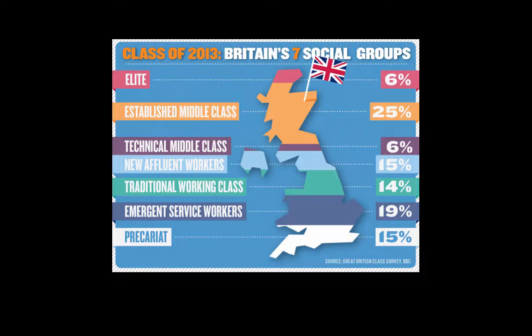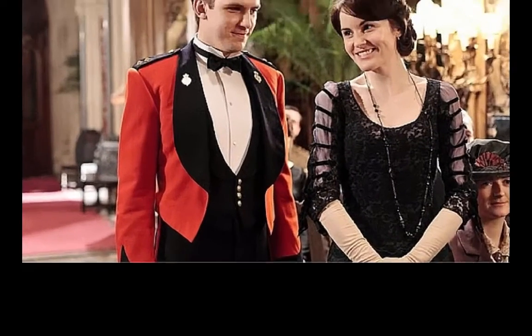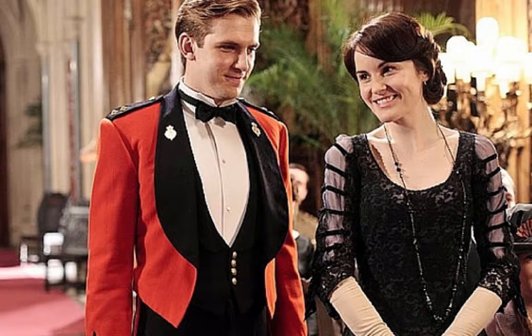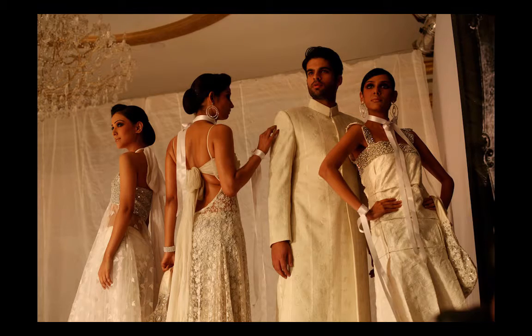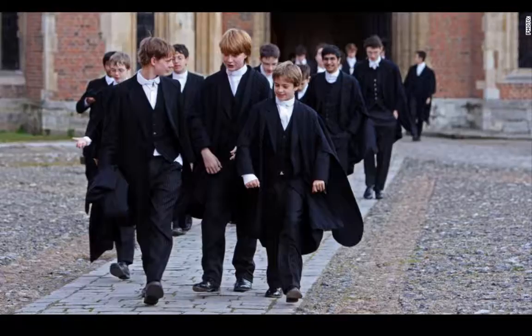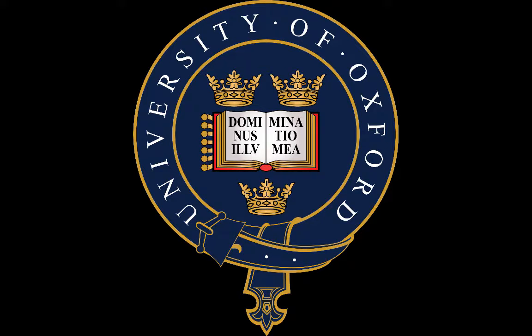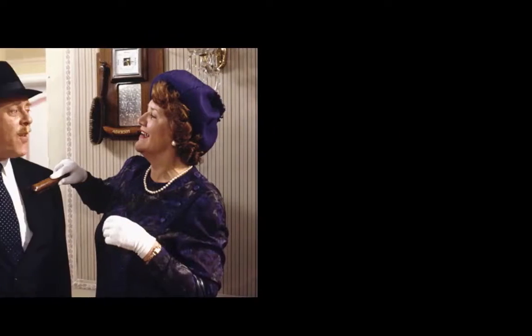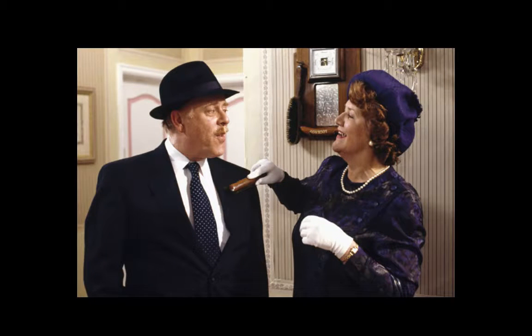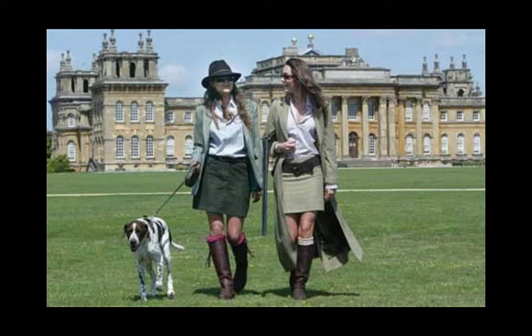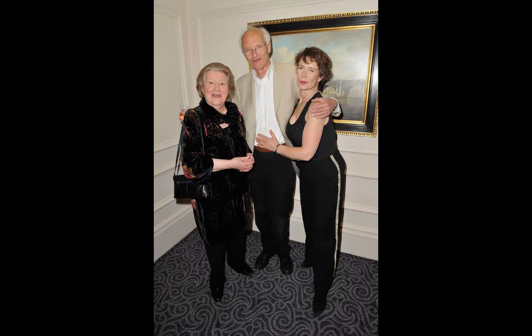There are 7 social classes in the UK. The first is elite. This is the wealthiest and most privileged group in the UK. They went to private schools and elite universities and enjoy high cultural activities. Second is the established middle class. This is the second wealthiest of all class groups. They work in traditional professions and socialize with a wide variety of people. They take part in a wide variety of cultural activities.